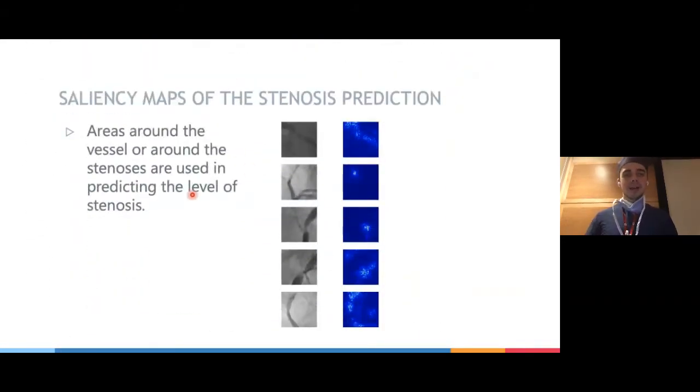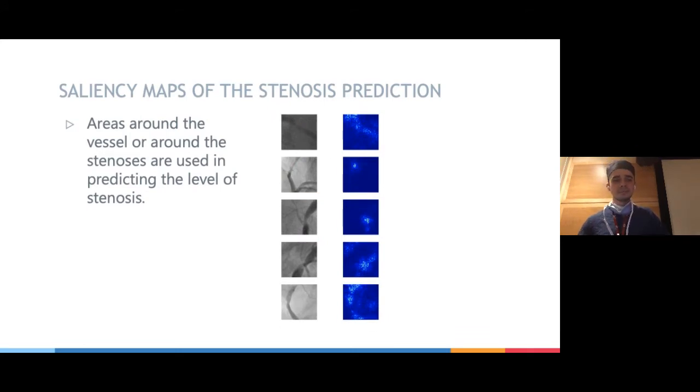We also looked at parts of the image that are used in predicting the level of stenosis. So keep in mind that here it's a fully automatic method. AI is just getting pictures of vessels and trying to predict the percentage. And you can see in the left column, the actual input to the network, in the right column, what the AI algorithm is looking at to predict the stenosis severity. And it's mainly looking at the tightest area of the stenosis. Or in this case, you see it's looking at the whole vessel because the whole vessel looks diffusely diseased.